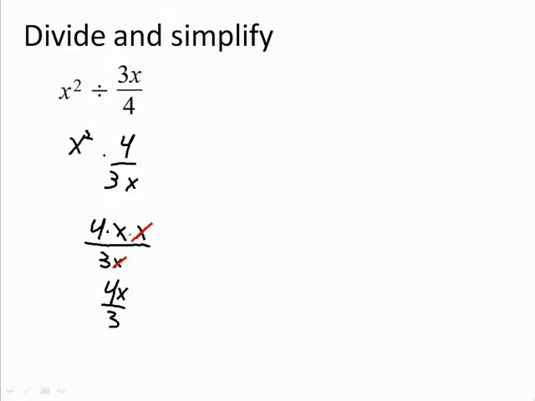This expression has to have the same domain as the original expression. You took an x out of the denominator. If that x was equal to 0, the denominator would be equal to 0, and the expression would be undefined. So x cannot be equal to 0. The final expression is 4x divided by 3, where x is not equal to 0.